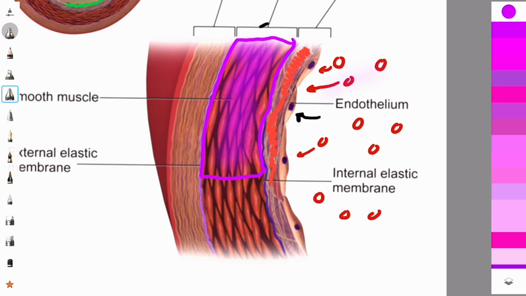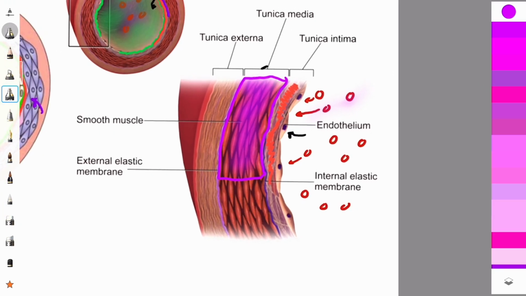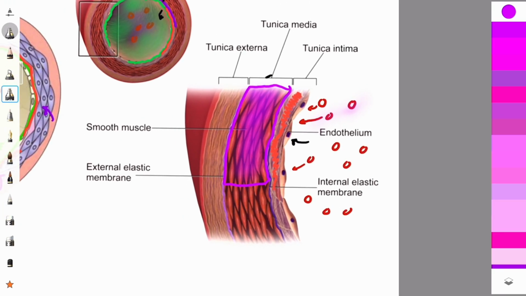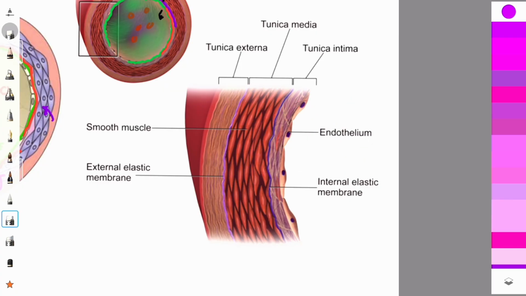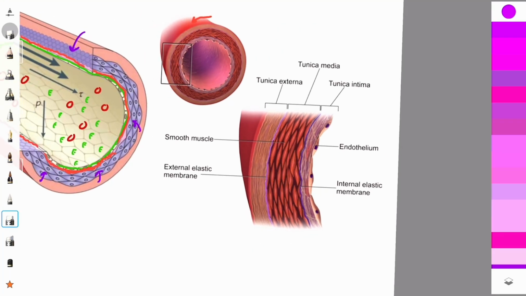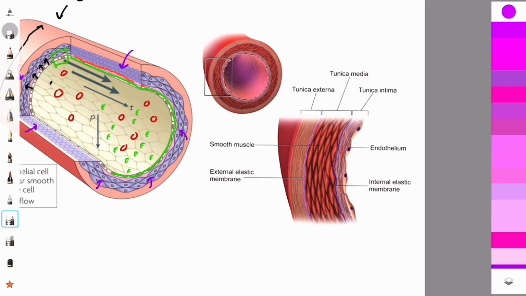So something else to keep in mind, let me erase all this. Something else to keep in mind is that, oops, I didn't want to erase that. That was not good. Something else to keep in mind is that not only are the red blood cells circulating through these vessels. Let me just clean this up and then we'll reorient ourselves again. I don't want to erase the actual picture. There we go.